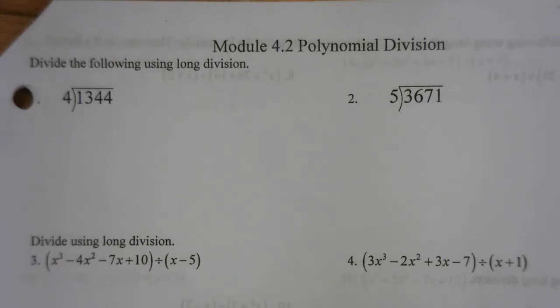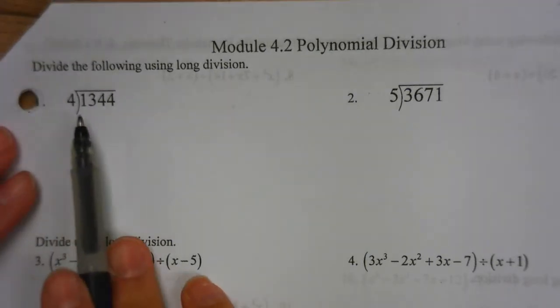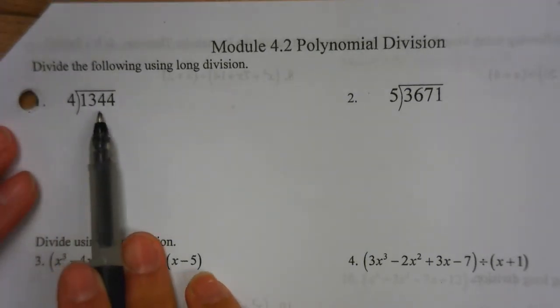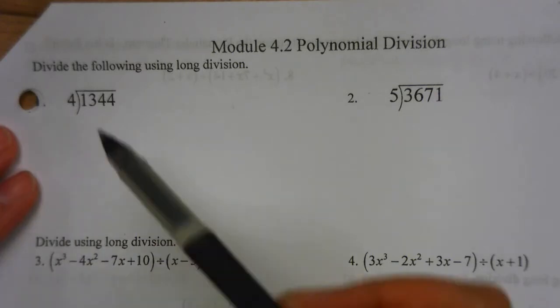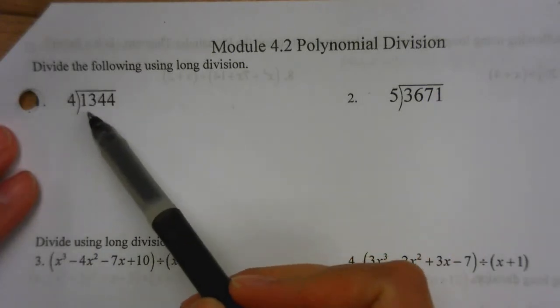Okay, so we're going to do module 4.2 on polynomial long division today. We need to first back up to when we were in fourth grade and we first learned how to do some regular long division. So when I'm looking at example one here and we have 4 being divided into 1,344, I have to ask myself what number times 4 gets me close to 13?